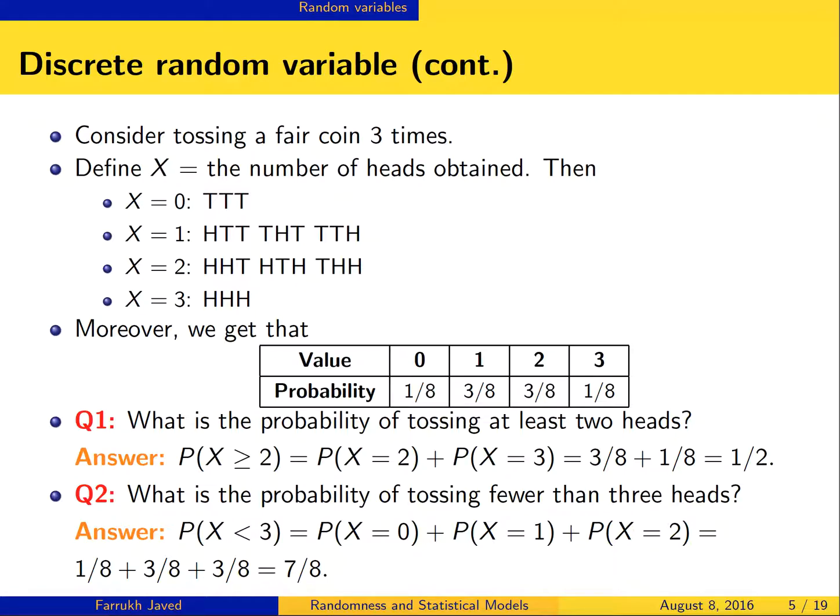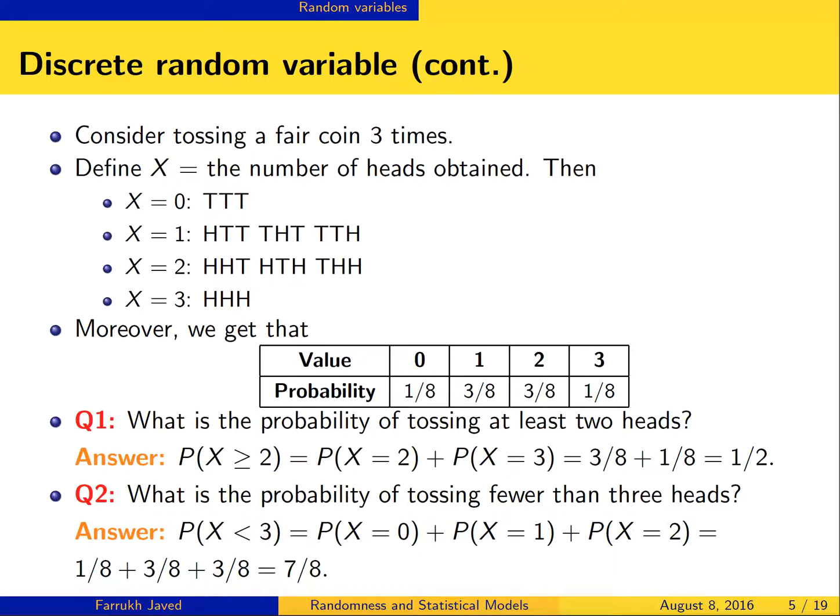Let's take an example to understand this mathematical phenomenon more nicely. Consider an experiment where you toss a fair coin 3 times. By fair, I mean that it has both head and tail outcomes: it has 2 outcomes, head and tail. And we are interested in counting the number of heads obtained.